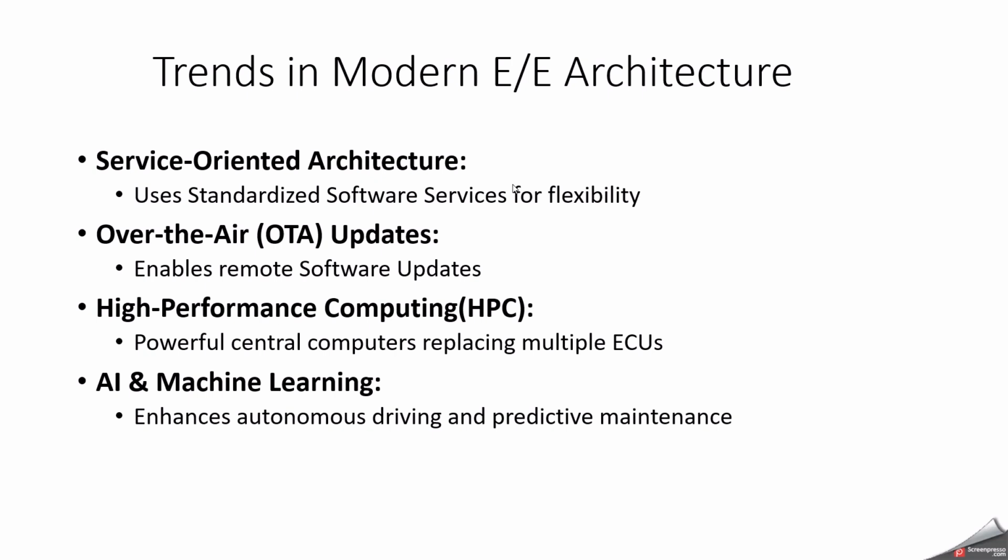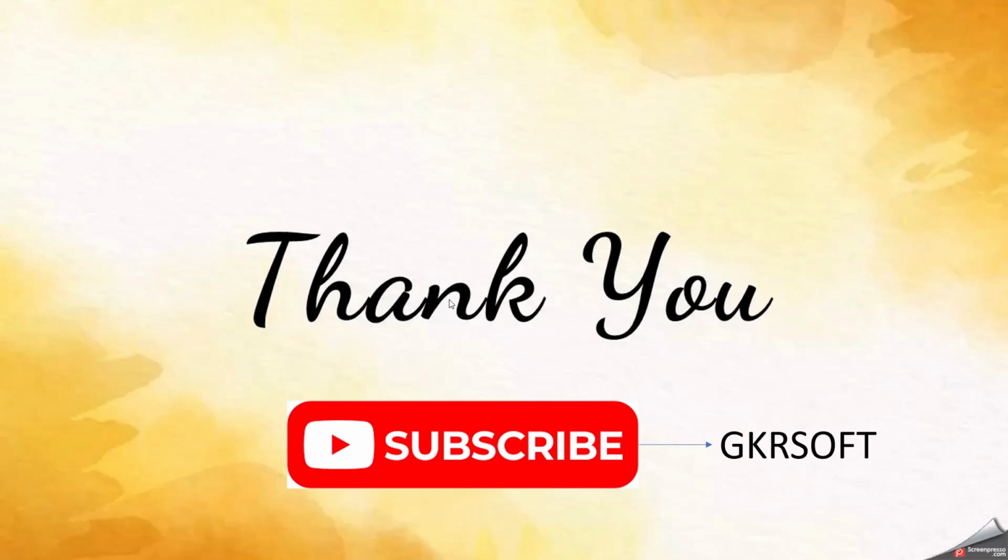Now, in today's trends, how are we using modern E/E architecture? For example, we have service-oriented architecture that uses standardized software services for flexibility and over-the-air updates. It enables remote software updates, high-performance computing, and AI and machine learning. These are all trends in modern E/E architecture. In another video, we will discuss each and every functionality in depth. Hope you get a clear idea about how E/E architecture works and what the advantages and disadvantages are for each architecture.